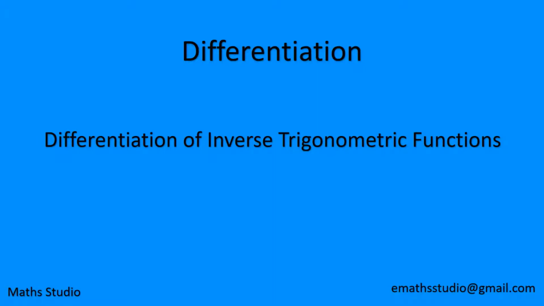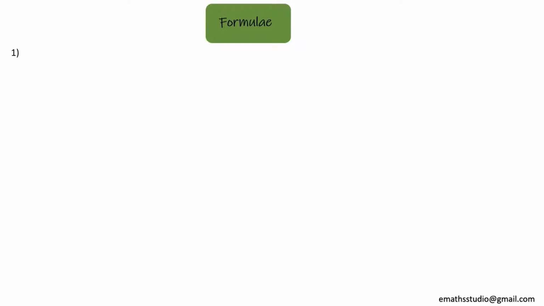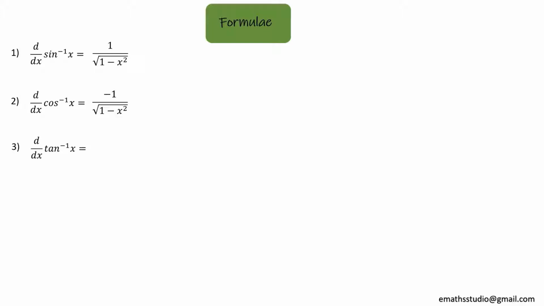In this video, we are discussing differentiation of inverse trigonometric functions. Here are the formulae. The derivative of sine inverse x is 1 upon root of 1 minus x square, while the derivative of cos inverse x is minus 1 upon root of 1 minus x square. The derivative of tan inverse x is 1 upon 1 plus x square, while the derivative of cot inverse x is minus 1 upon 1 plus x square.